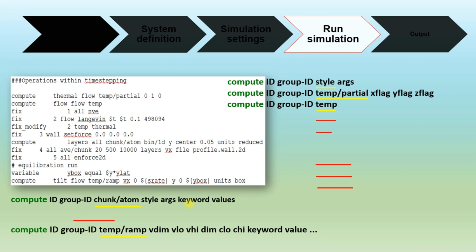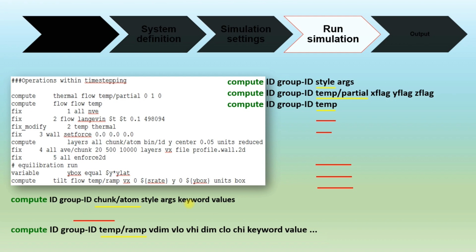There is a long list of styles available with this command, with related arguments used by a particular style. Specifically, the temp/partial compute defines a computation that calculates the temperature of a group of atoms after excluding one or more velocity components. A compute of this style can be used by any command that computes a temperature. Here the Y flag is set to 1 only, meaning for temperature calculation only the Y component velocity is included.